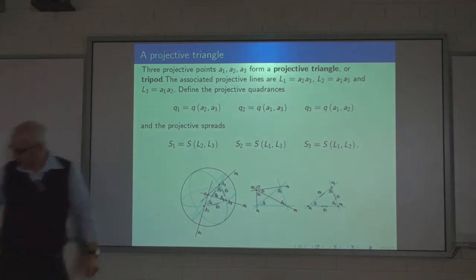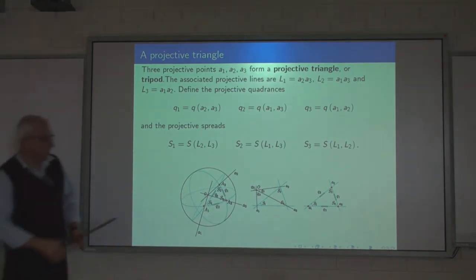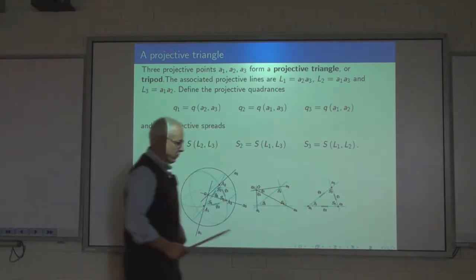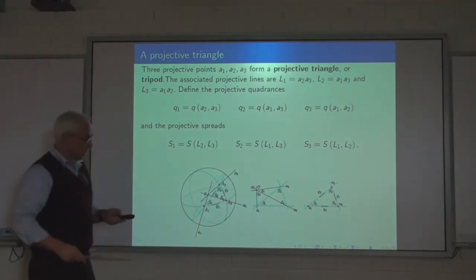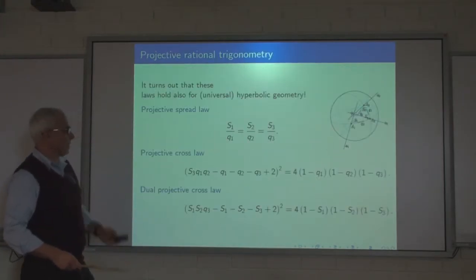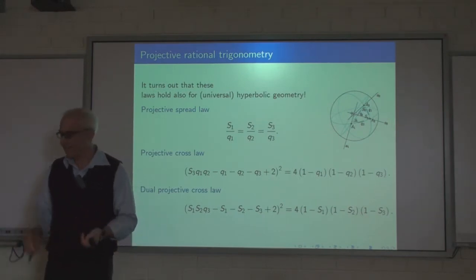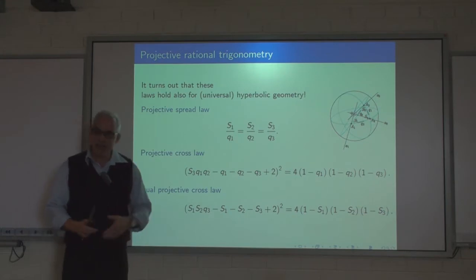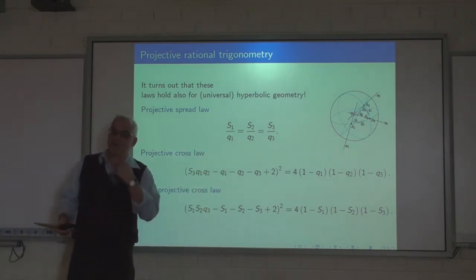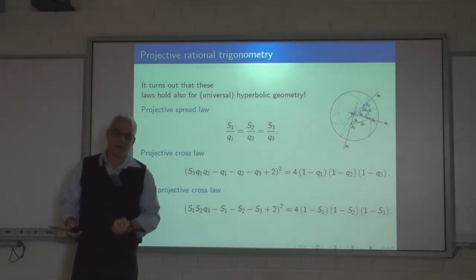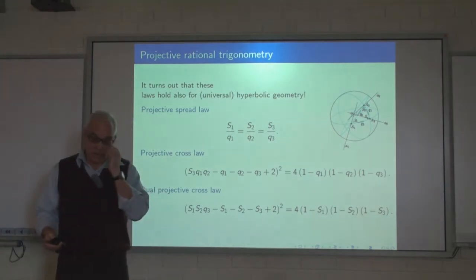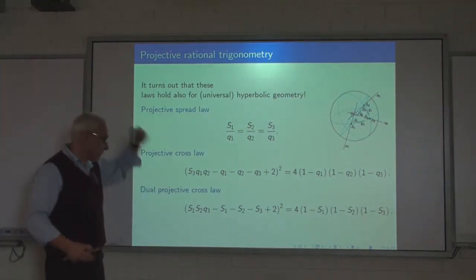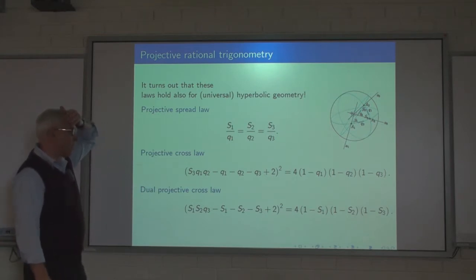The notion of spread gives us 3 projective quadrances and 3 projective spreads. And then there are projective analogs of the rational trigonometry relations, and here they are. These are basically equivalent to the formulas for spherical trigonometry. If you've ever looked at astronomy books, they're full of formulas in spherical trigonometry. These are the essence of those formulas.